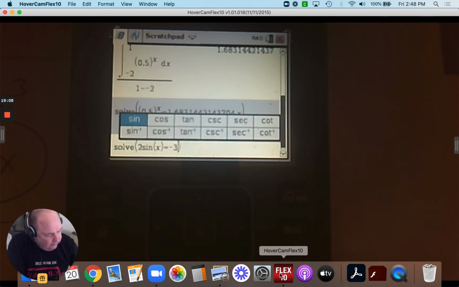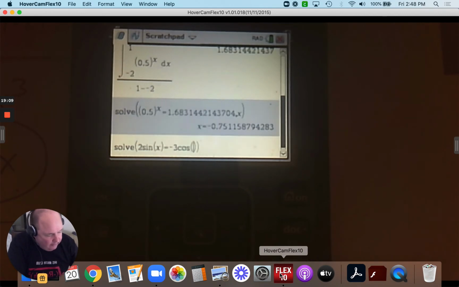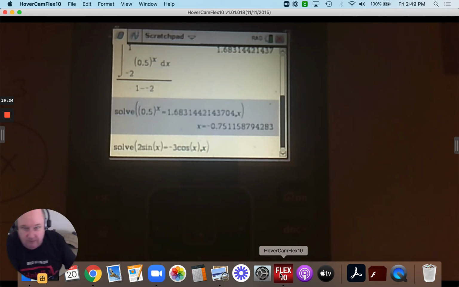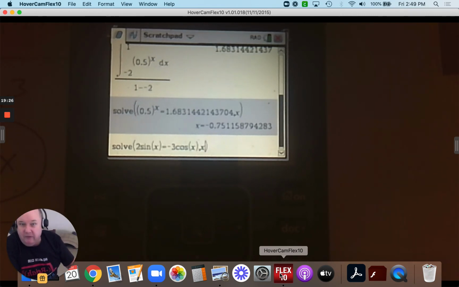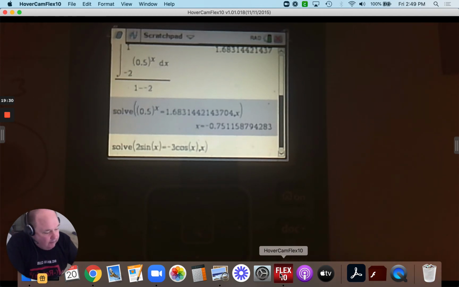Now the challenge with trigonometry is they're waves, and what happens with a wave is that there's multiple answers. So what I'm going to try to do, and I haven't done it that often, but I'm going to try. So I want to solve that, and I think I'm going to do it this way.